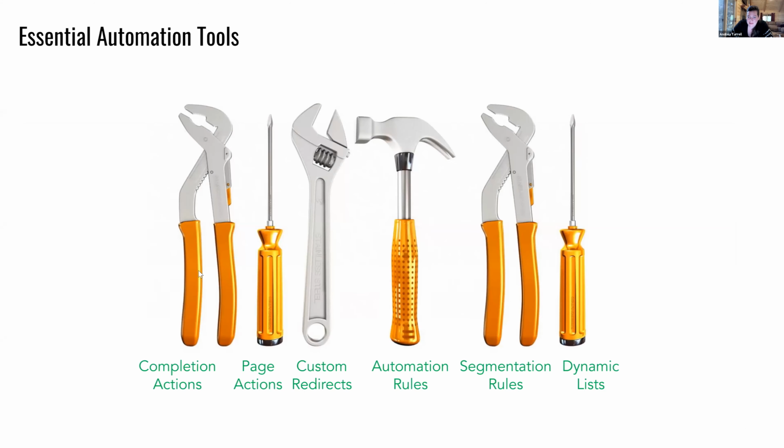All right. So talking a little bit about essential automation tools and what we're going to be looking at. There are 6 things I'm going to briefly touch on today that Pardot users have at their disposal to automate different types of processes. Completion actions is the asset-based level automation, and then all the way up to automation rules, which are the powerhouse tool of Pardot, and a few others that we'll touch on throughout the session.